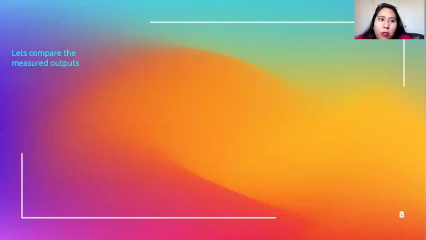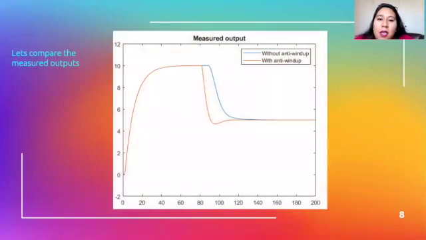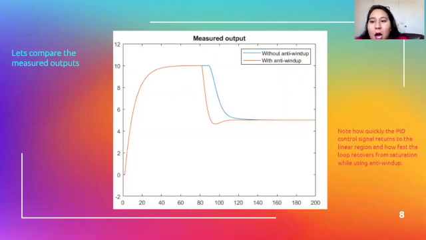Let's compare both measured outputs. Here we can see both systems. The one in blue represents the one that didn't use anti-windup, and the one in orange represents the one that did use anti-windup. We can see how quickly the PID control signal returns to the linear region and how fast the loop recovers from saturation while using anti-windup.